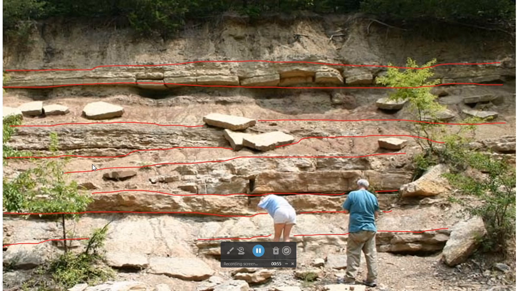Now, what you can probably see from this photo is that most of the differences are in the color or the thickness of the layers, as well as kind of the texture that you're seeing. So what I've done here in the red is just outline some of those layers.